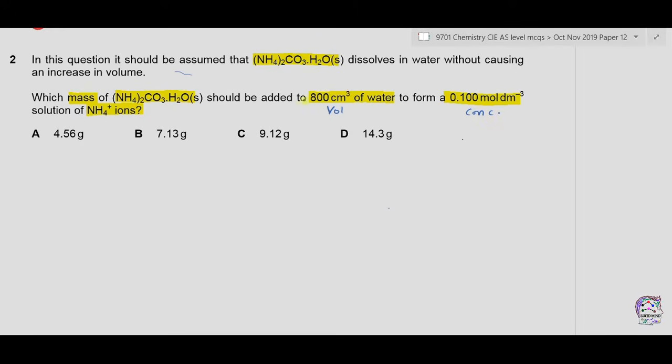Let's first find the number of moles from these values. The formula for number of moles is N equal to concentration in mole per decimeter cube into volume in decimeter cube. So putting values from the question, we have 0.1 mole per decimeter cube concentration of ammonium ions and the volume is 800 cm³. Let's convert it into decimeter cube. We divide it by 1000. So the answer is N is equal to 0.08 moles of ammonium ion.